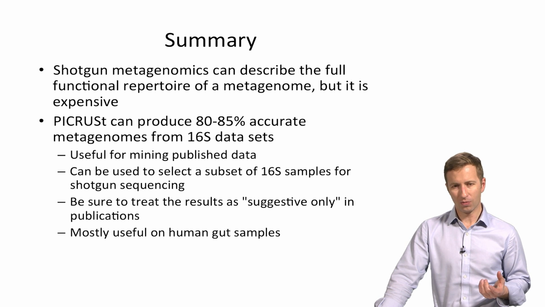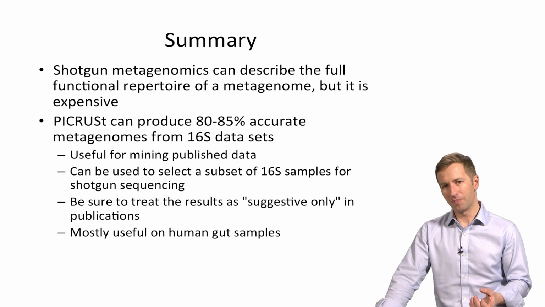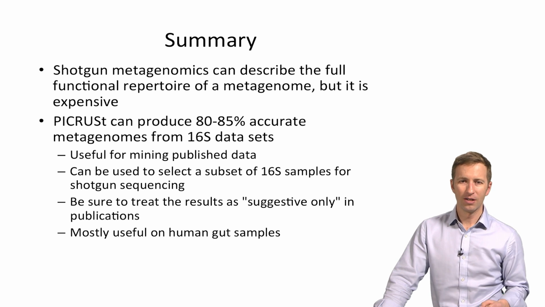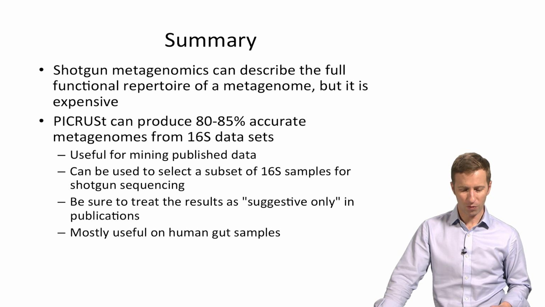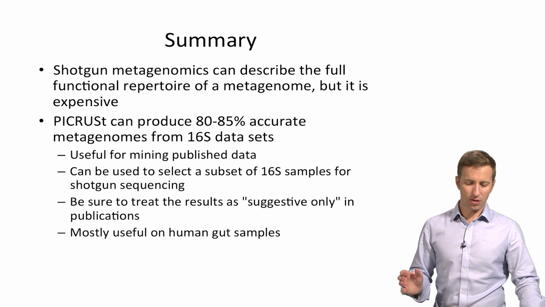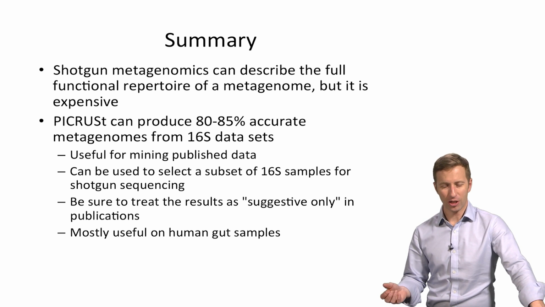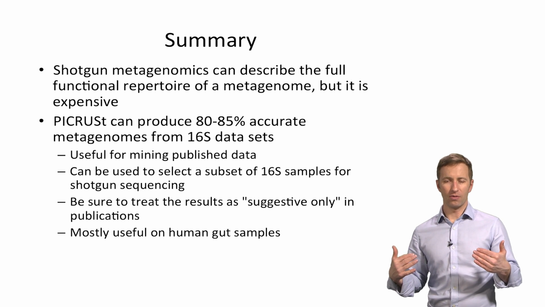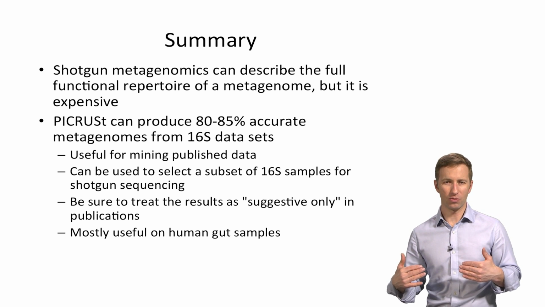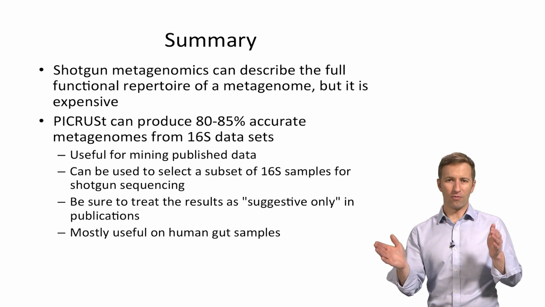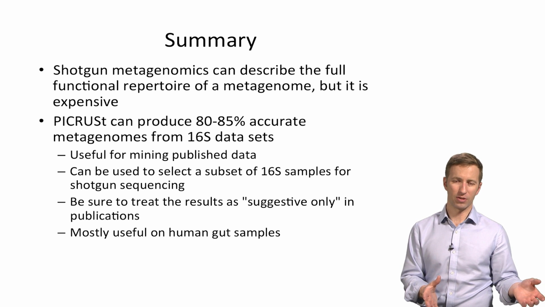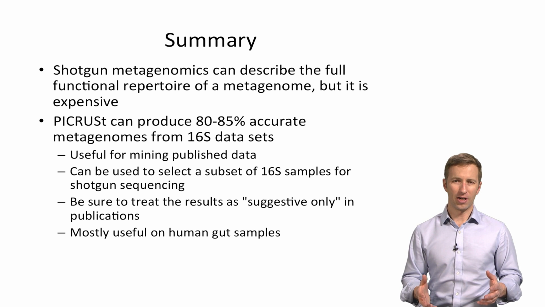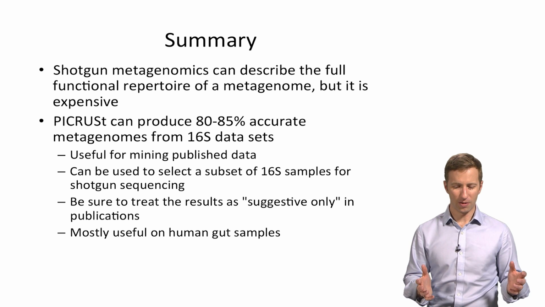So there could be cases where you're actually going to get better data by amplifying the 16S gene and then mapping that over to the functional repertoire with PICRUSt. You can also use this to go back and mine published data where there isn't shotgun sequencing. Another common approach is to run 16S sequencing on all of your samples, run PICRUSt on them, and then use the PICRUSt results to choose a subset that you want to spend the money on doing the deep shotgun sequencing for.